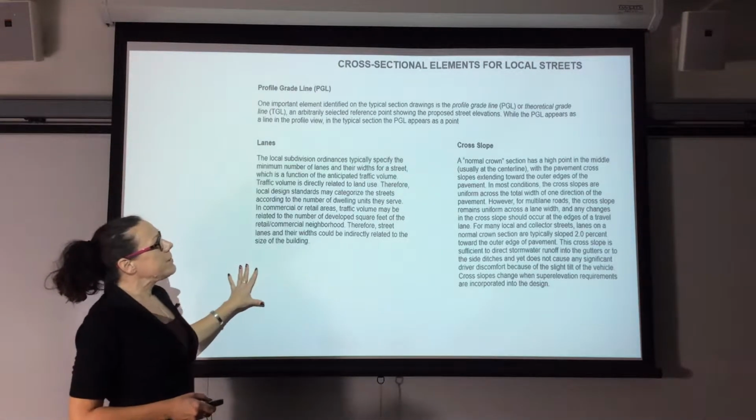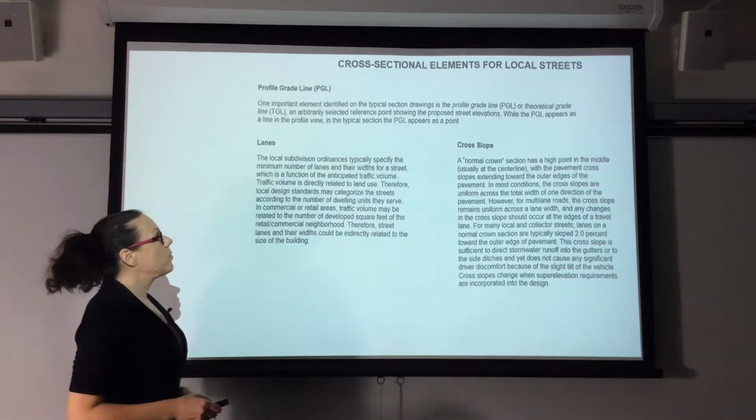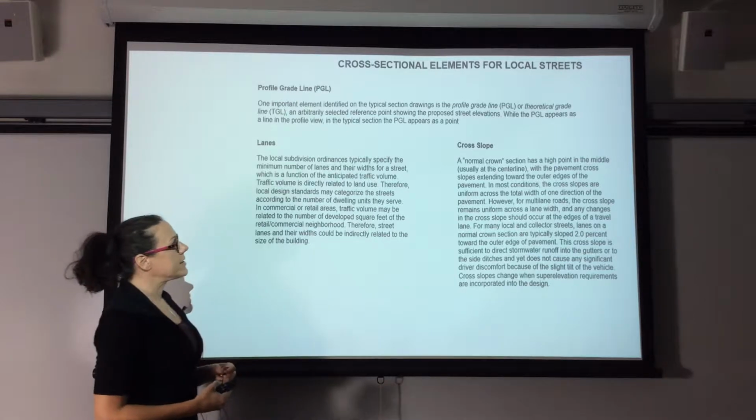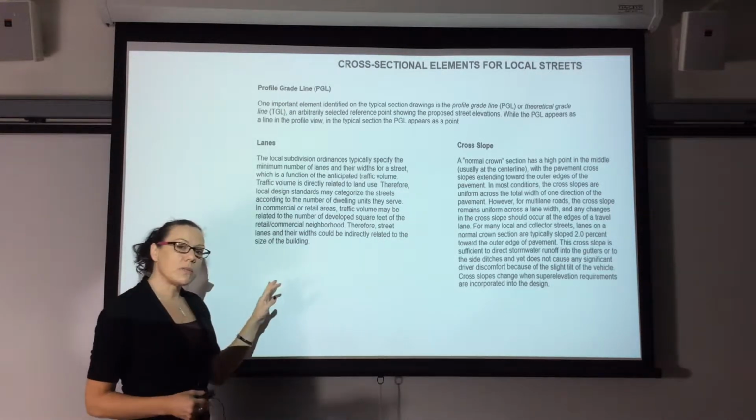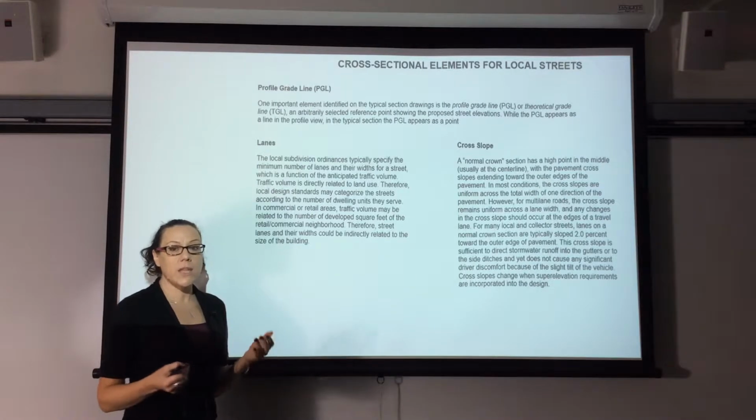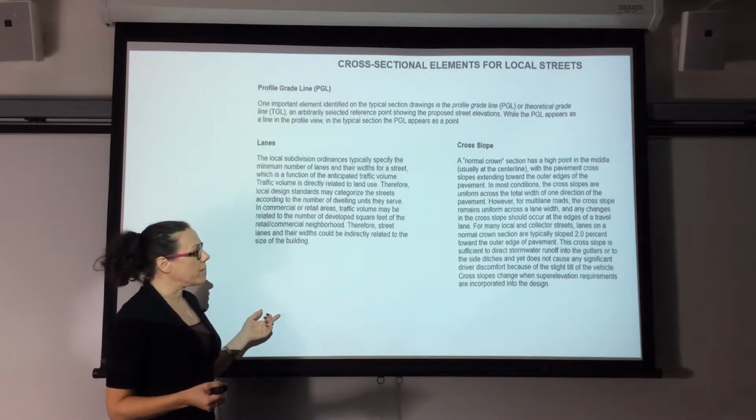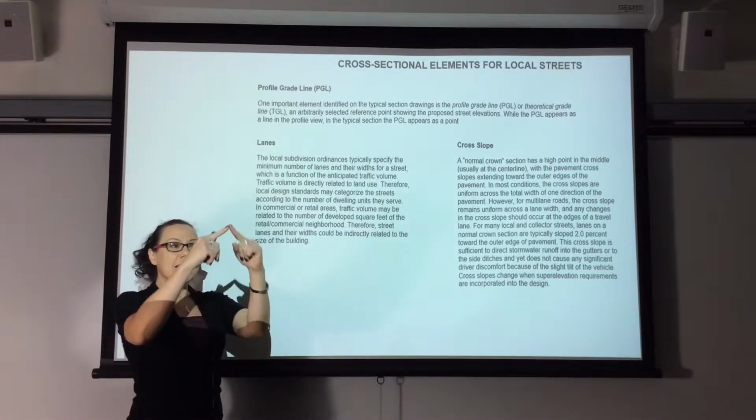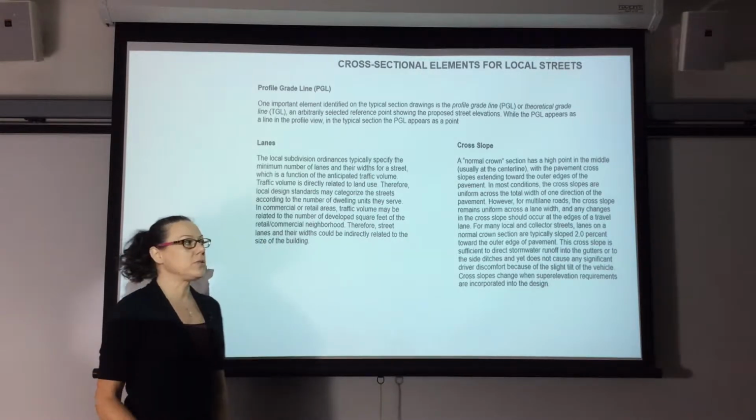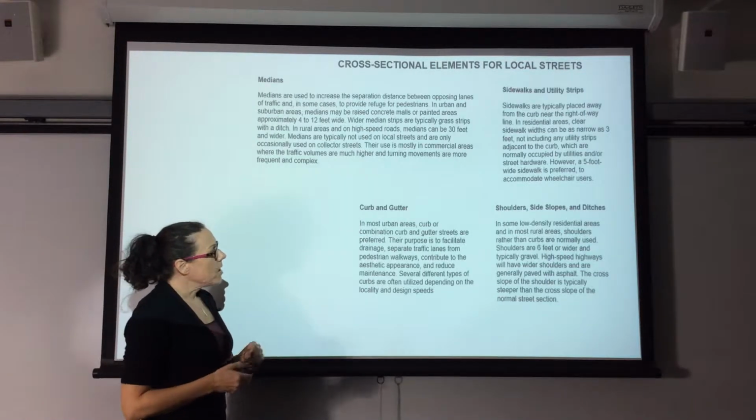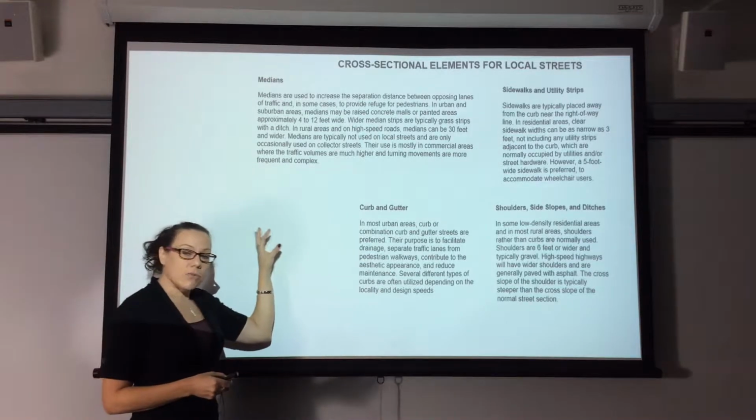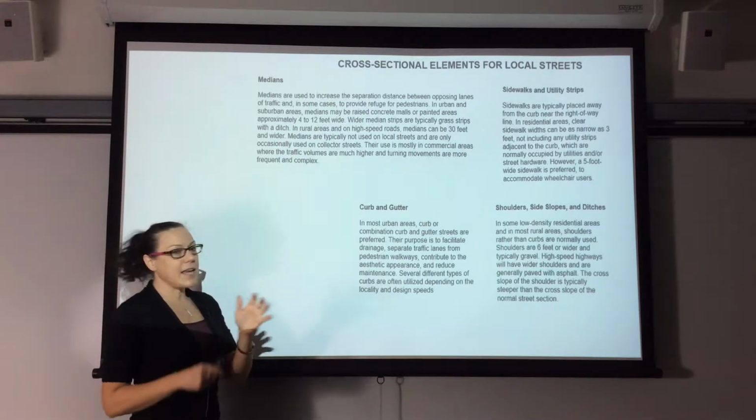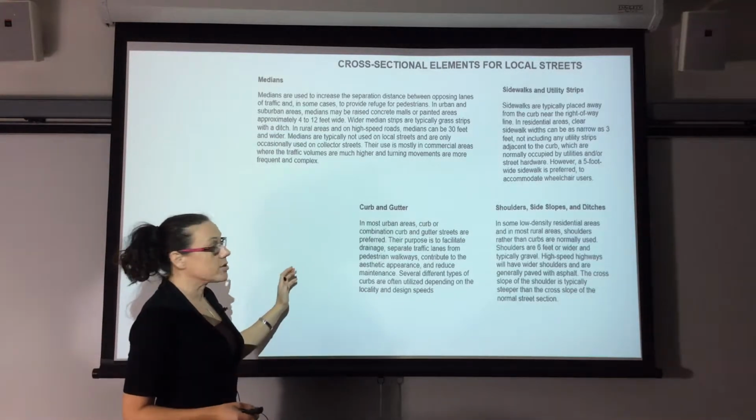So when we're typically talking about what elements are in a roadway, you're talking about the profile grade line. That's usually the center line of your road. That's where it's established, typically. Your lanes are going to be your travel lanes, whether they're 10-foot travel lanes, and that's where your car is going to be driving on. Your cross slope, which is typically a crowned cross slope, so that means the center slopes out to your curb and gutter. You also have medians, possibly it's a grassed median or it's a raised concrete median. That's just to delineate, to keep cars on each side of their sides of the road.